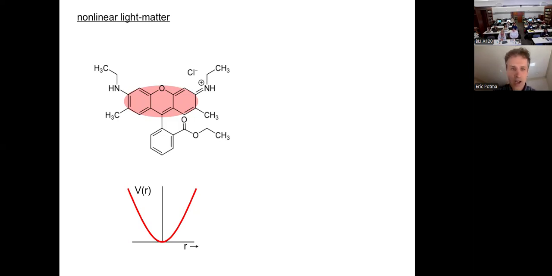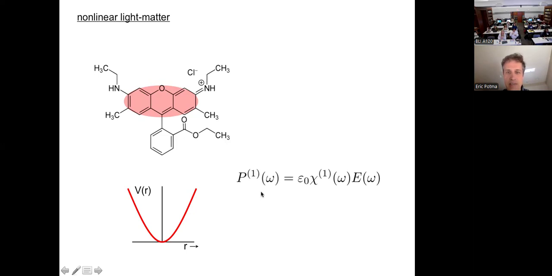Now, if I start pushing it harder, that means I'm getting farther out. That means I'm getting higher and higher up this potential energy curve. So if I drive it really hard, then I'm going to move away from the linear regime. If I'm here at the bottom of the well, driving it gently, then the response is linear. That means the polarization that results is directly proportional to the strength of the electric field. And the proportionality constant, or more like a tensor, is this thing here, which is the susceptibility. Okay, that's the linear susceptibility of the molecule, of the material.